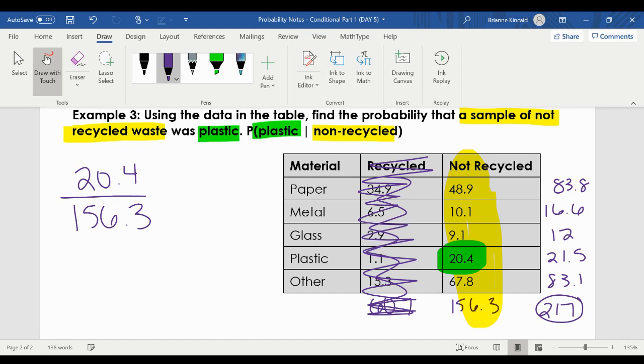Now, when probabilities are given to you in decimal form or in percent form, we typically don't leave them as fractions. So I'm going to go ahead and divide these. And that's going to give me 0.13 or 13%.